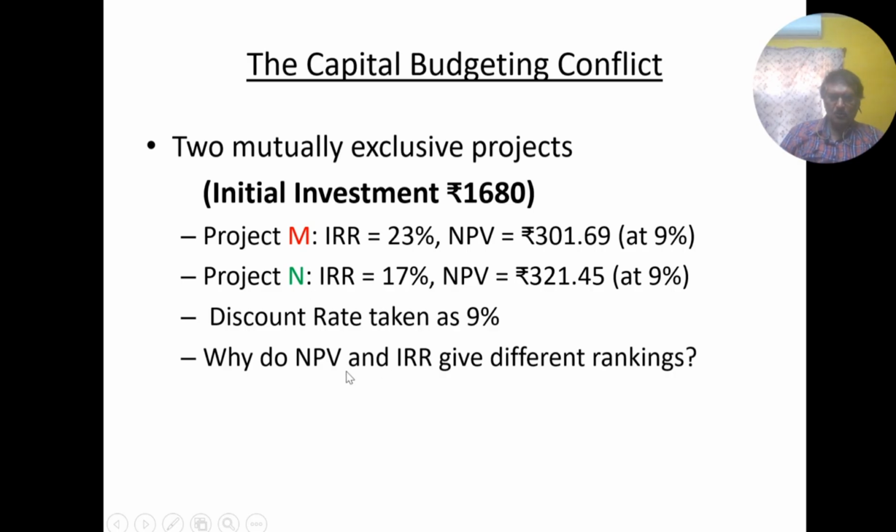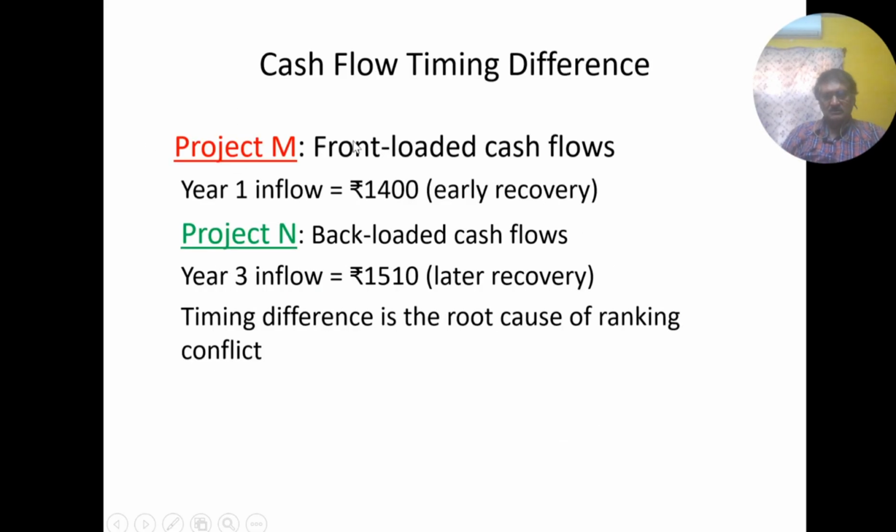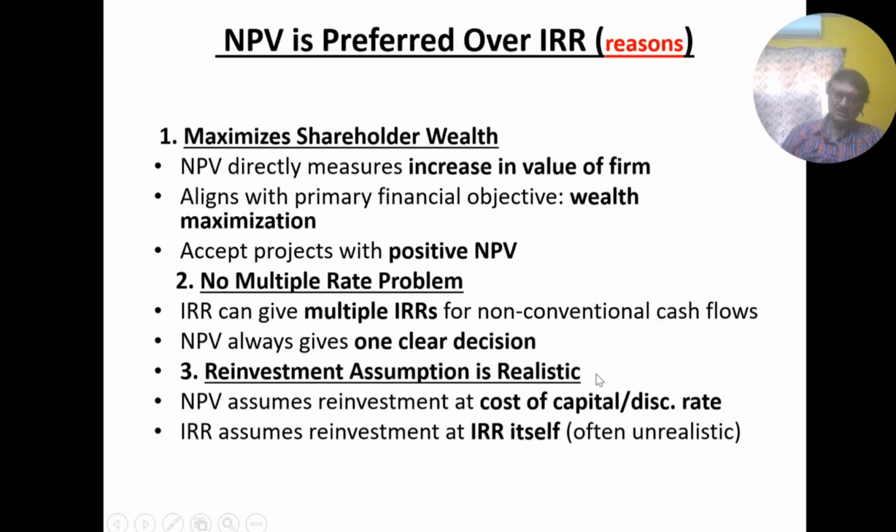The question comes out, why do NPV and IRR give different rankings? What are the reasons? It is narrated here. For project M, front loaded cash flows, that means initial cash flows are higher. For project N, back loaded cash flows, meaning the higher cash flows come at the later stage. The timing difference is the root cause of the ranking. I think now it is clear.